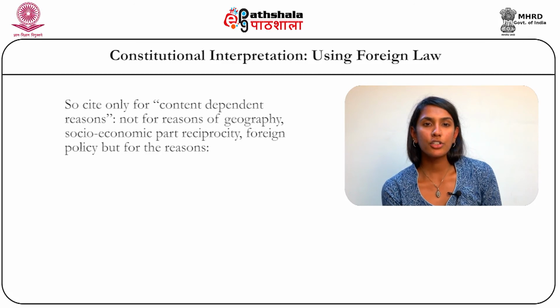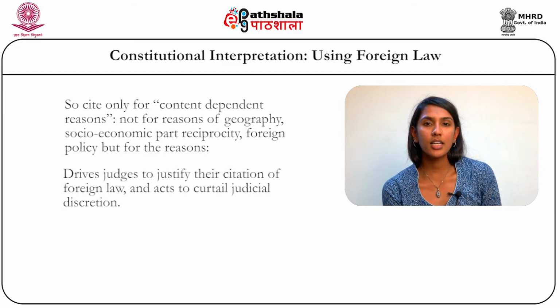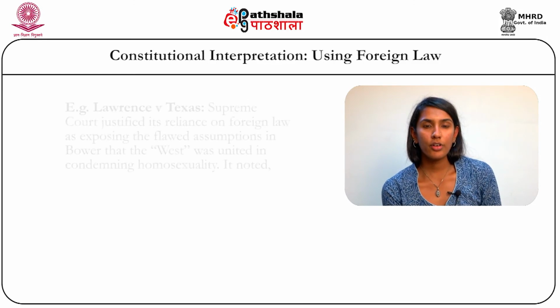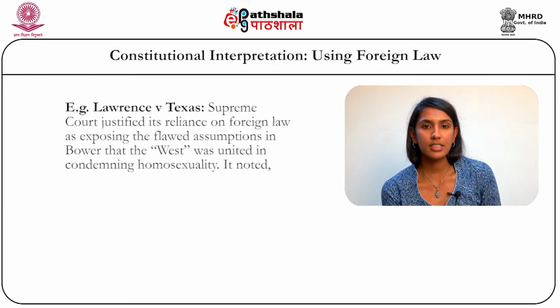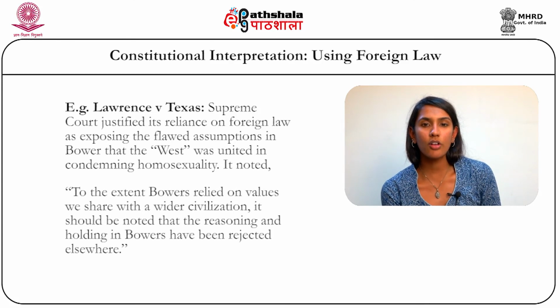This practice drives judges to justify their citation of foreign law and acts to curtail their judicial discretion. For example, in Lawrence versus Texas, the American court justified its reliance on foreign law as exposing the flawed assumptions in Bowers that the West was united in condemning homosexuality. It noted, to the extent Bowers relied on values we share with the wider civilization, it should be noted that the reasoning and holding in Bowers have been rejected elsewhere.